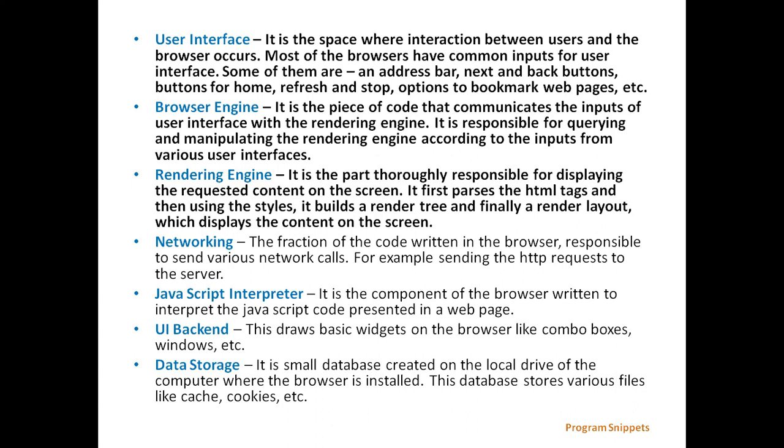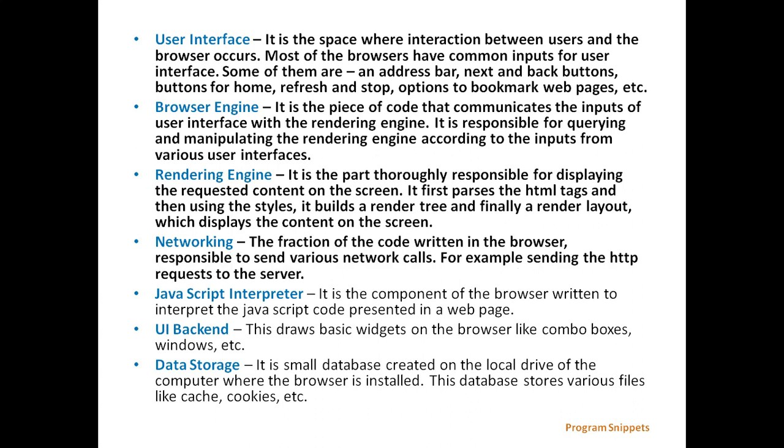Rendering engine. It is the part which is responsible for displaying the requested content on the screen. It first passes the HTML tags, and then using the styles, it builds a render tree and finally a render layout which displays the content on the screen. Networking is the fraction of code written in the browser which is responsible to send various network calls. For example, sending the HTTP request to the server.